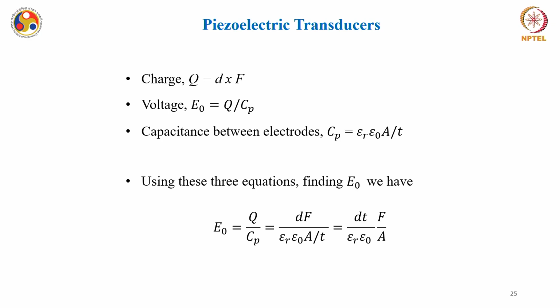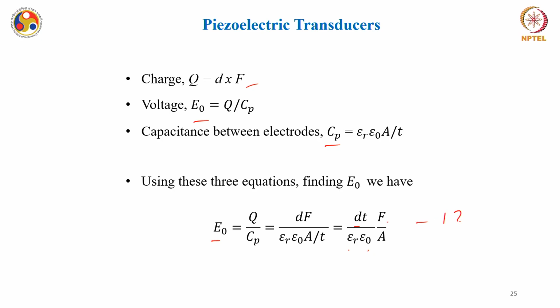Now I have the values of Q, E naught and the capacitance. Using these three equations and solving for the voltage E naught, I can say that E naught is equal to d t into F by epsilon R epsilon naught A.